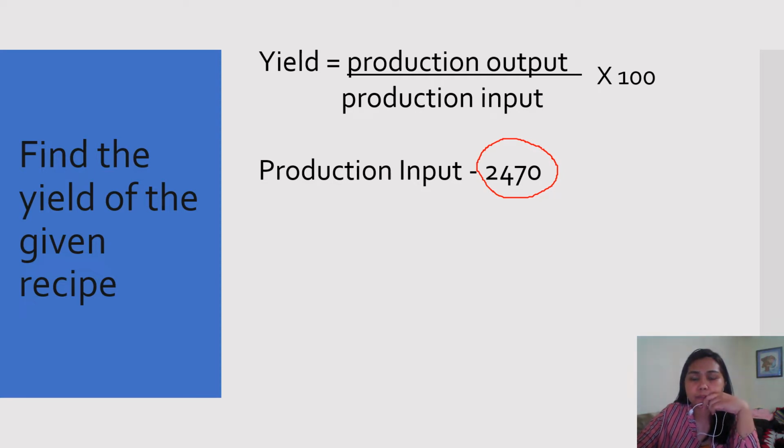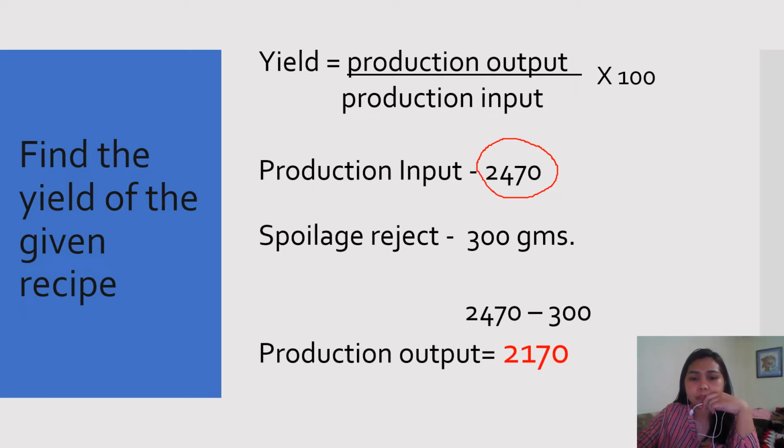Then, let us find the production output by subtracting 300 grams to 2,470 grams. That will give us 2,170 grams.